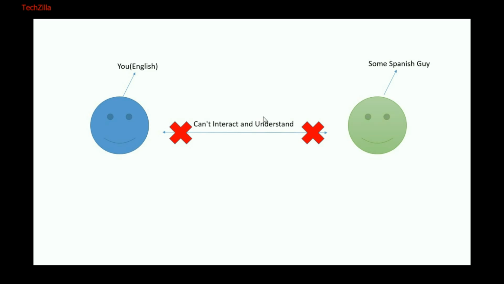But if there's another guy, whom we can call a translator, who knows both English and Spanish, then you can tell him your words in English and he can translate them to the person in Spanish, and the person in Spanish can tell him in Spanish and he can tell you in English. So this is how you both can understand and interact with each other. This is the same case with your computer.